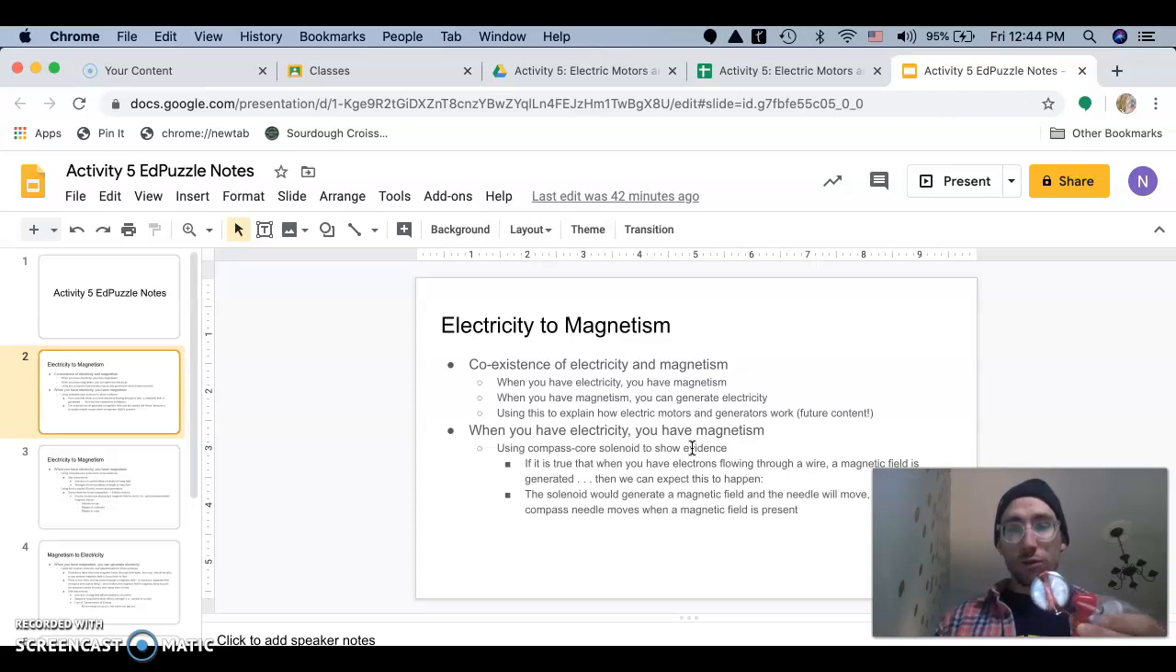So if we pass current through the solenoid, through this coiled wire, and it does in fact generate a magnetic field, then as soon as we start passing current through the solenoid, it should move the needle. And it does. That's what I showed you in the YouTube videos. In fact, I also showed you that if you bring your phone in close, the compass needle moves. So the phone must have a magnetic field as well.